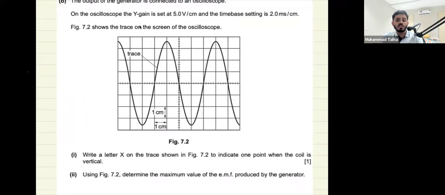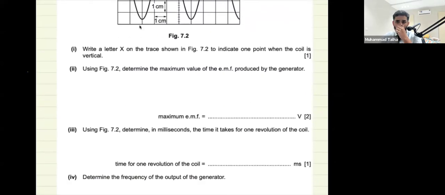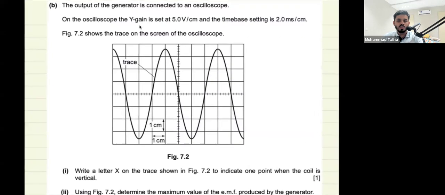For some reason, I also see that people get stuck with oscilloscopes. I just wanted to do one comprehensive example to tell you guys how this works. Again, never ever memorize the formulas for the oscilloscope, just work with the units. This is the time base setting, so in some way this would be related to time.